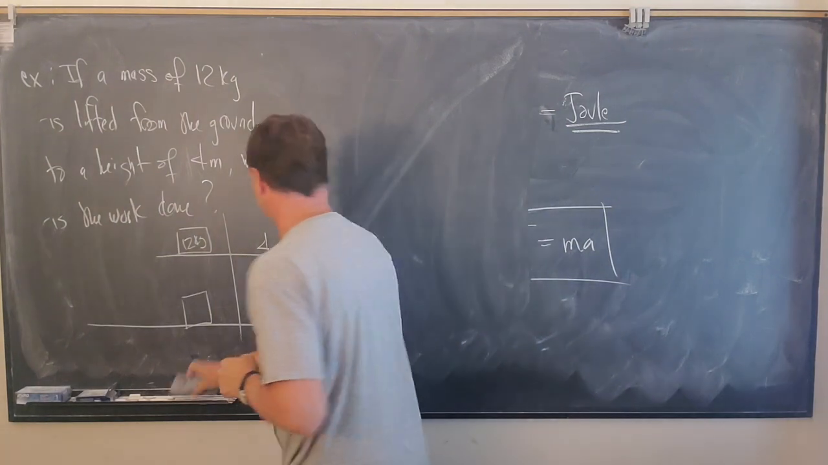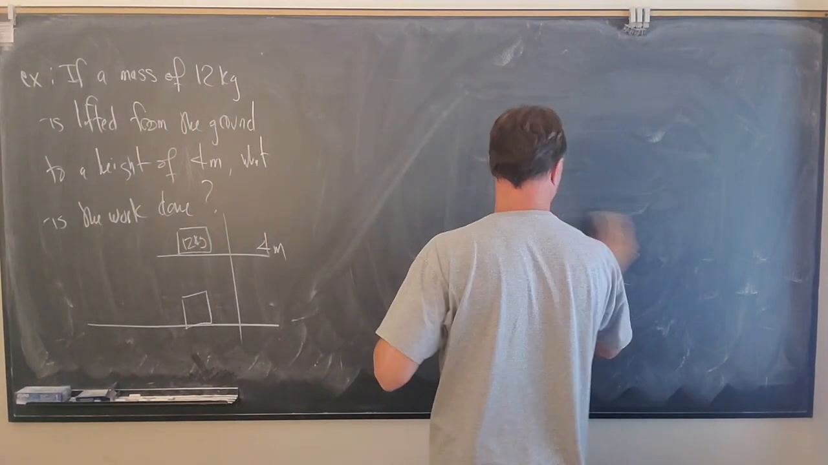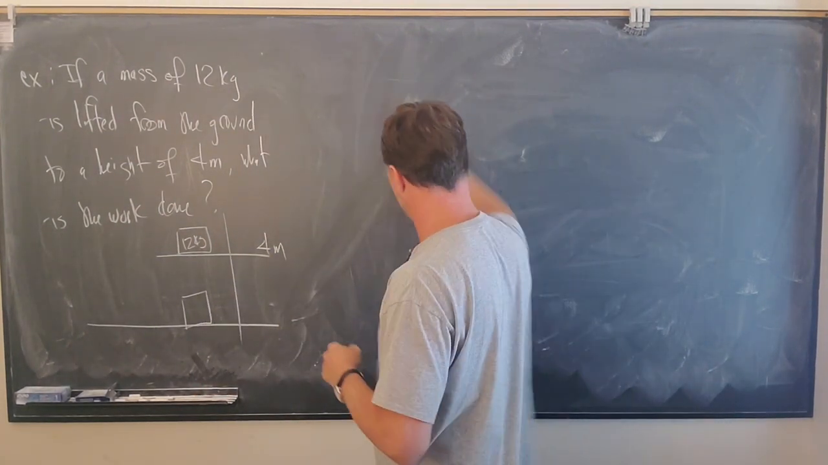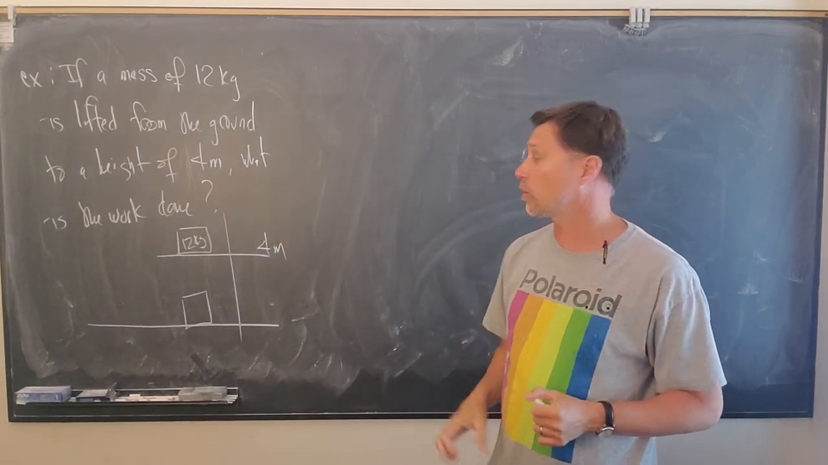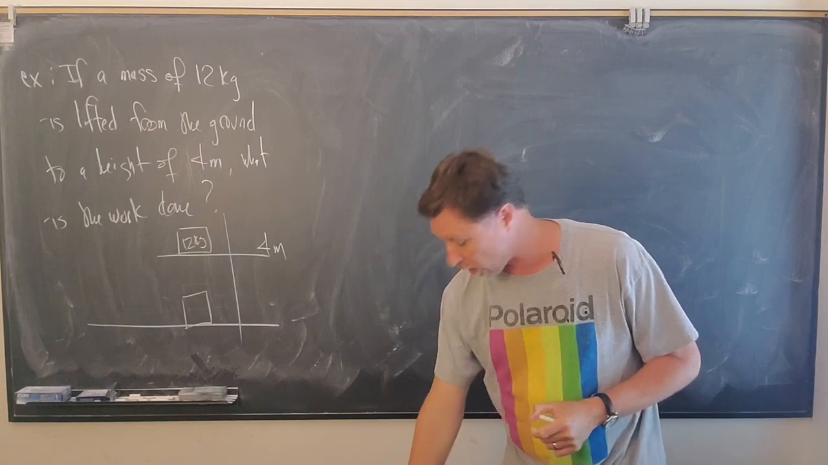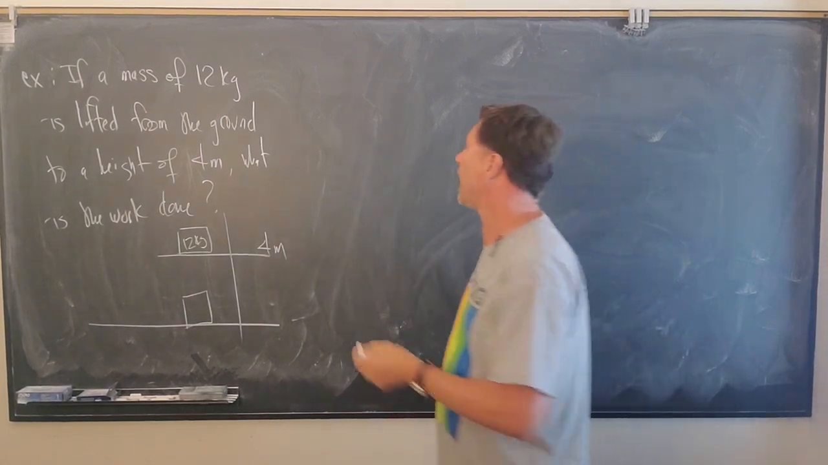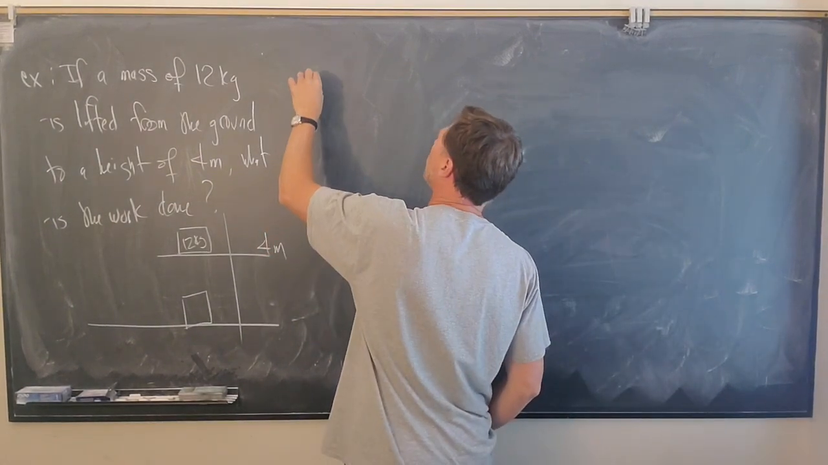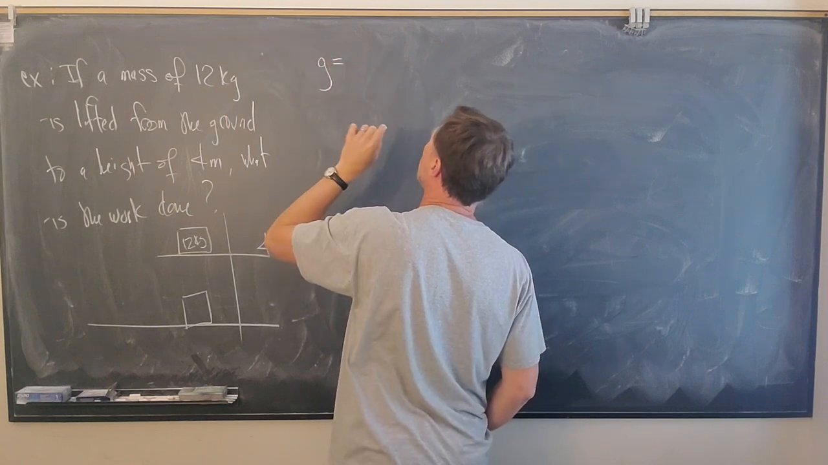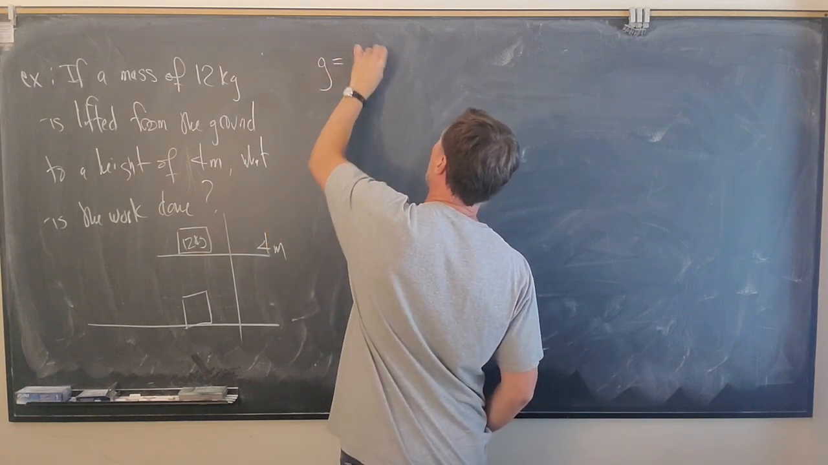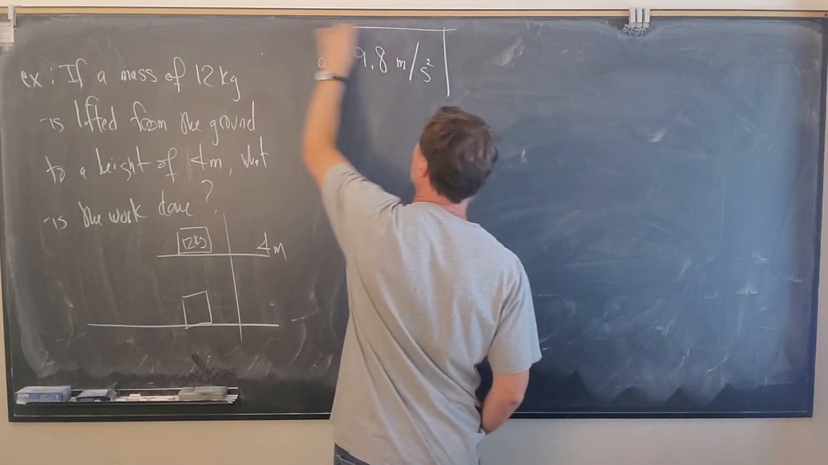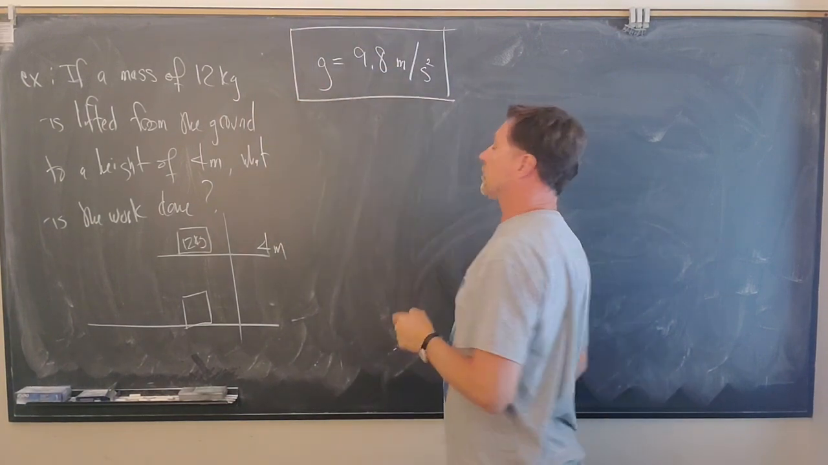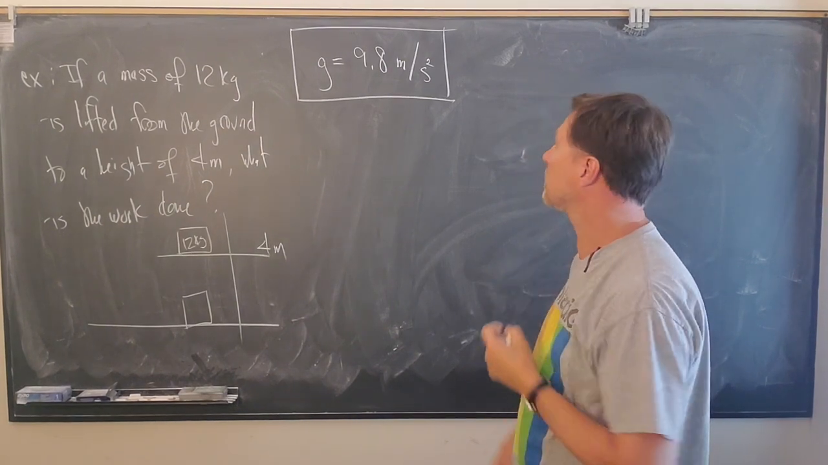So we're going to need one fact here, right? In this case, the only thing that we need to overcome is gravity, right? So we're going to look at the force required to lift and overcome the force of gravity. And so we'll need this fact, g is equal to 9.8 meters per second squared. That's the acceleration due to gravity, right? So here's our gravitational constant.